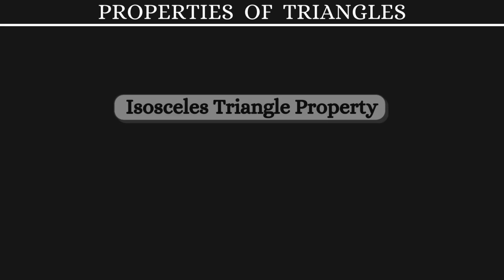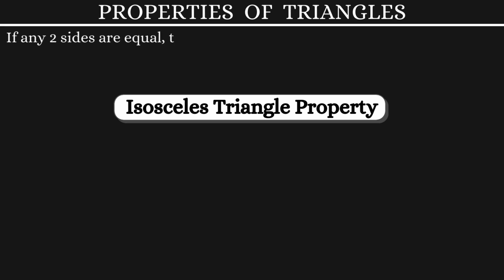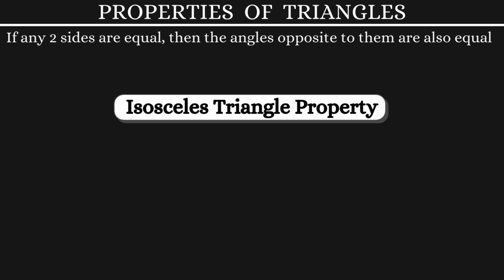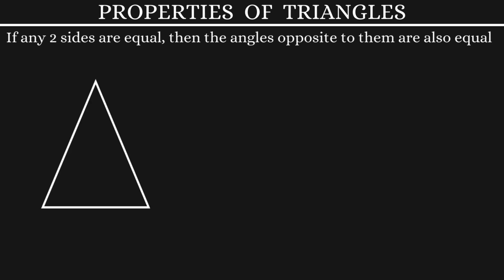Let's learn a few more properties of triangles. We'll start with the isosceles triangle property. In a triangle, if any two sides are equal, then the angles opposite to them are also equal. Let's consider this triangle ABC. Since this is an isosceles triangle, we'll have AB is equal to AC.